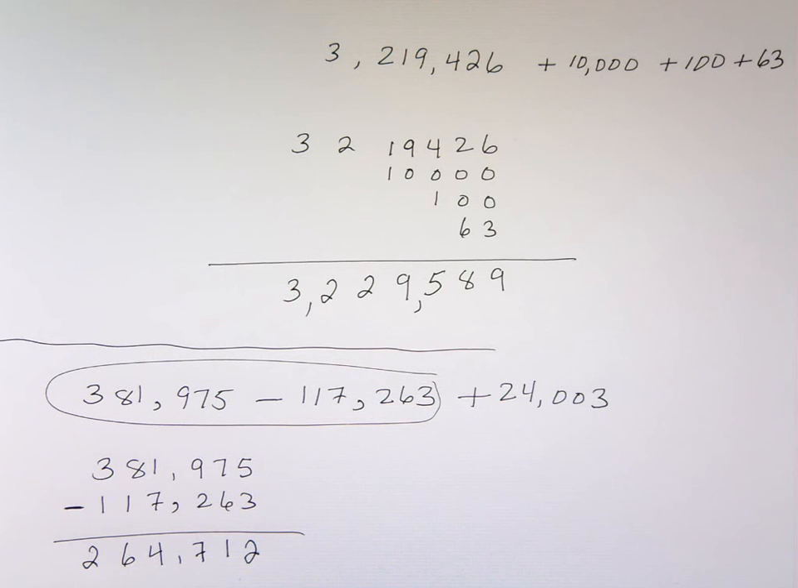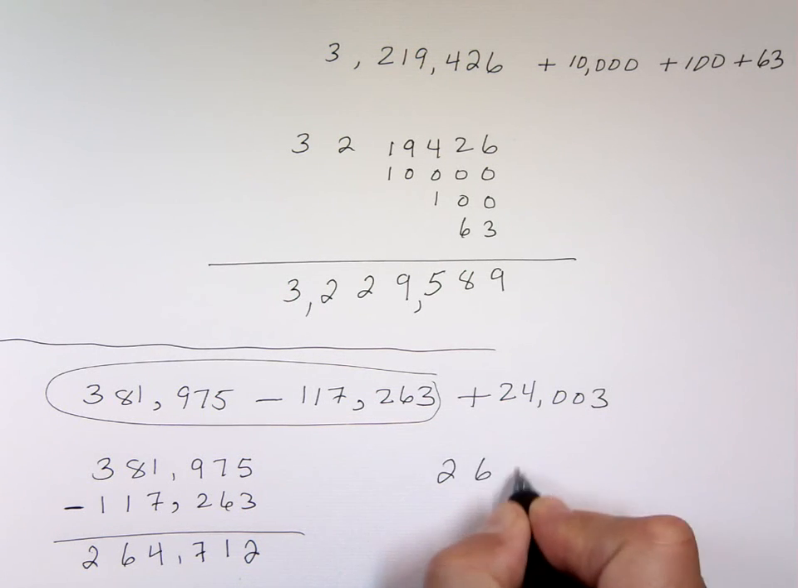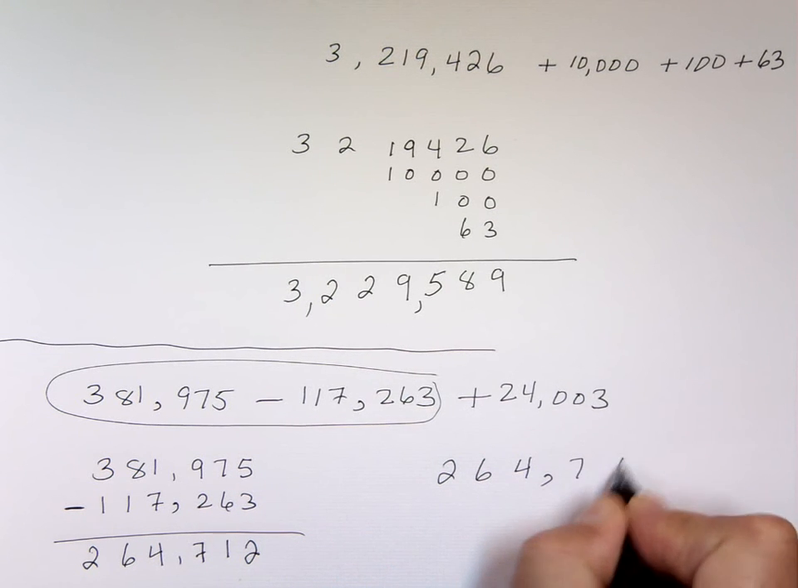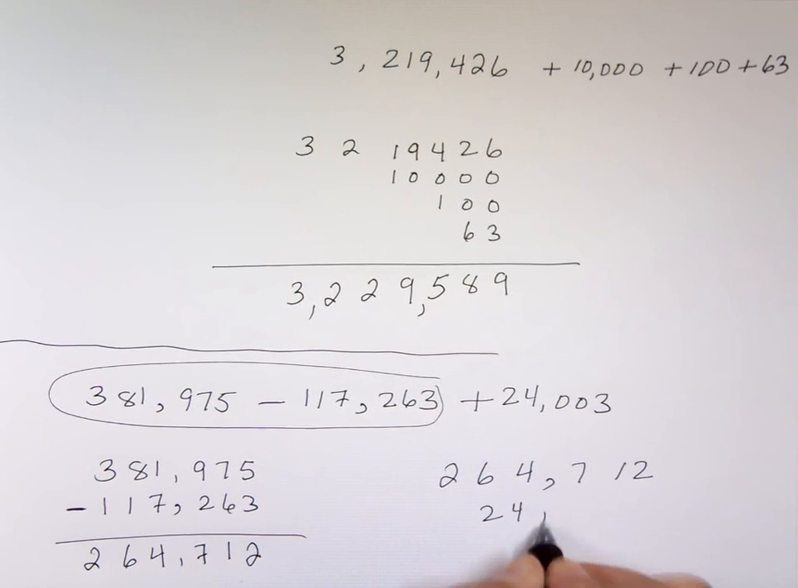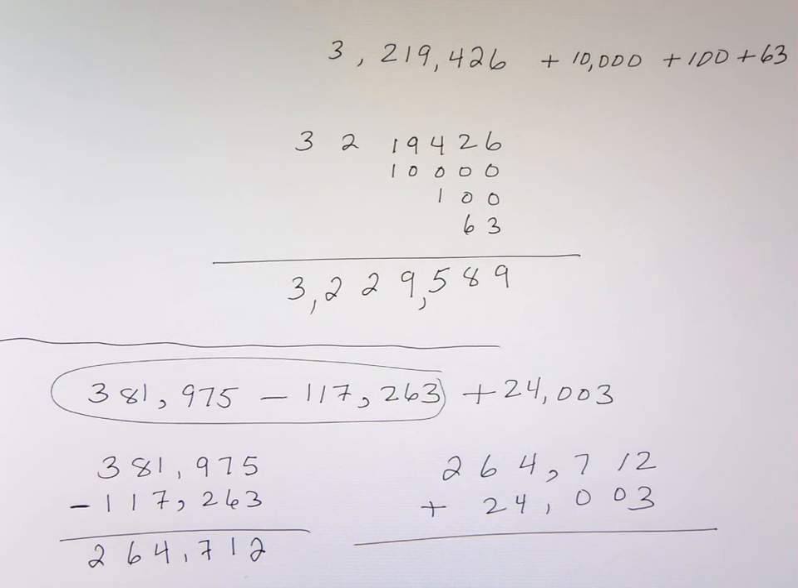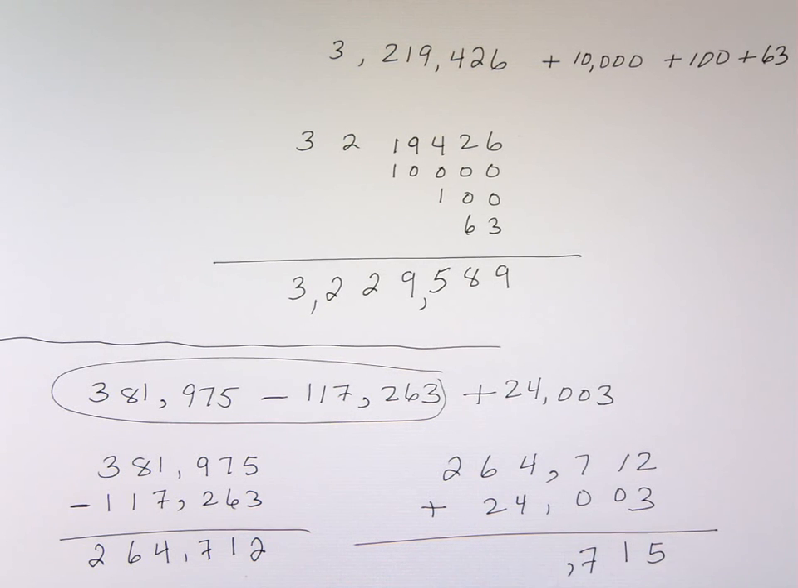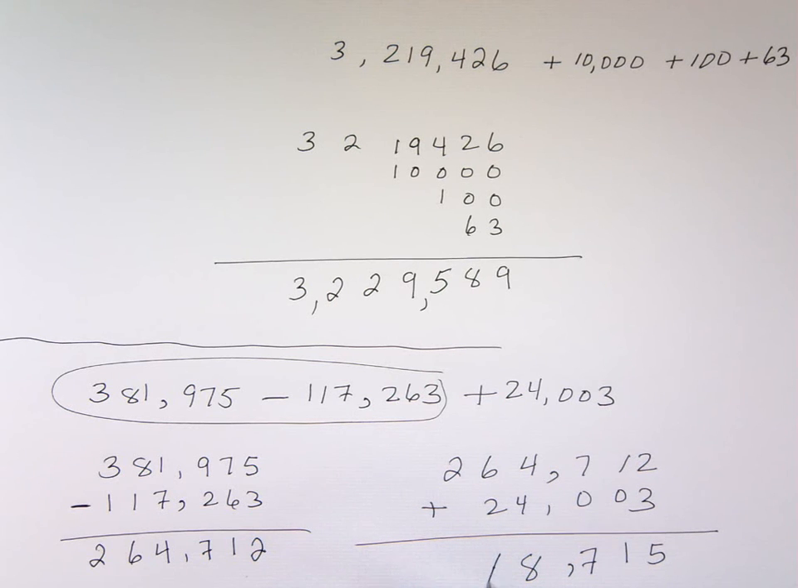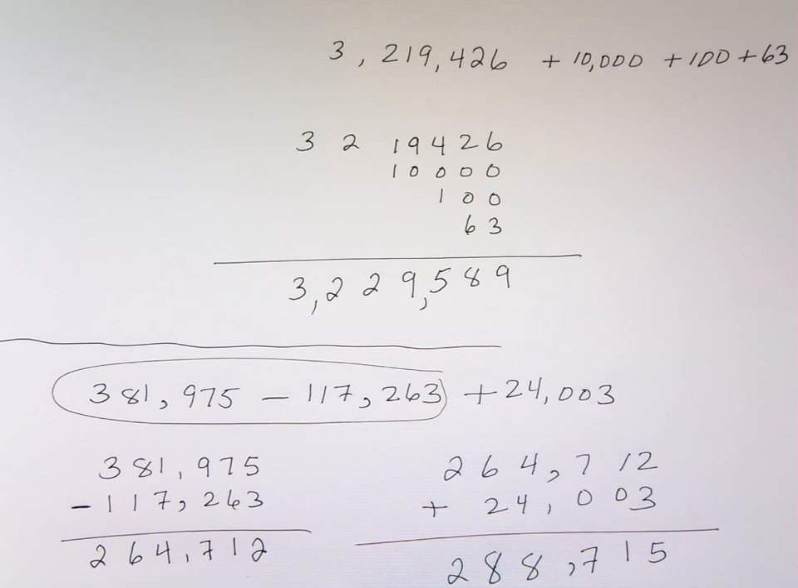Now we got a donation, so we're going to take that and add to it the donation of 24,003. 2 and 3, 5. 5 and 1, 1 and 0, 1. 7 and 0, 7. 4 and 4, 8. 6 and 2, 8. Then a 2. 288,715.